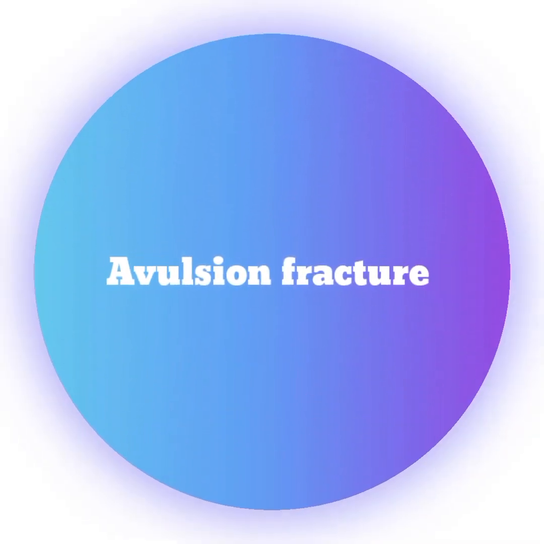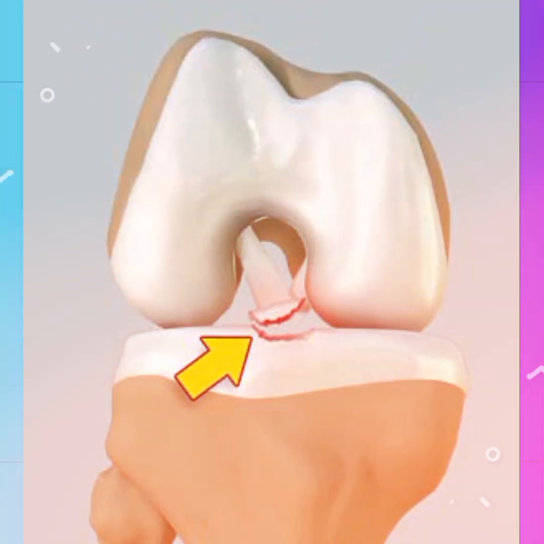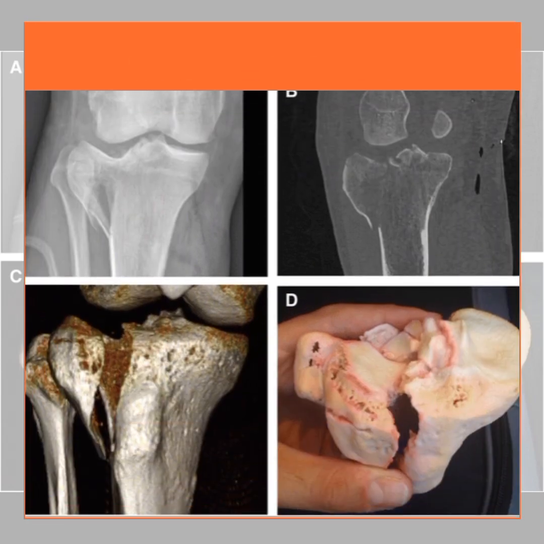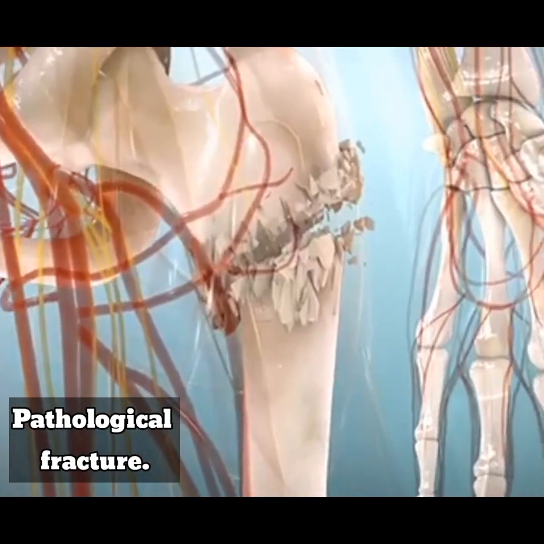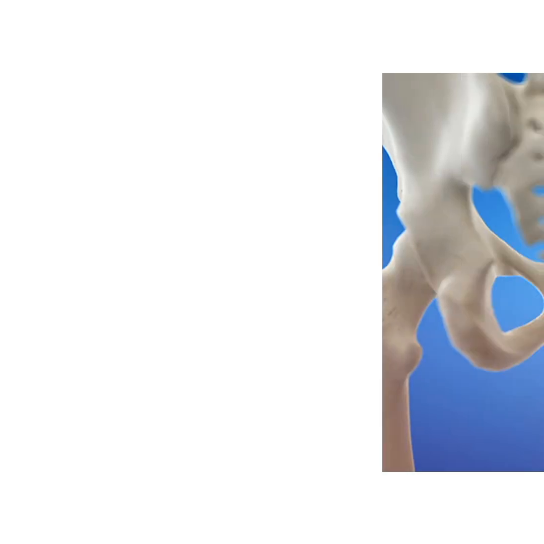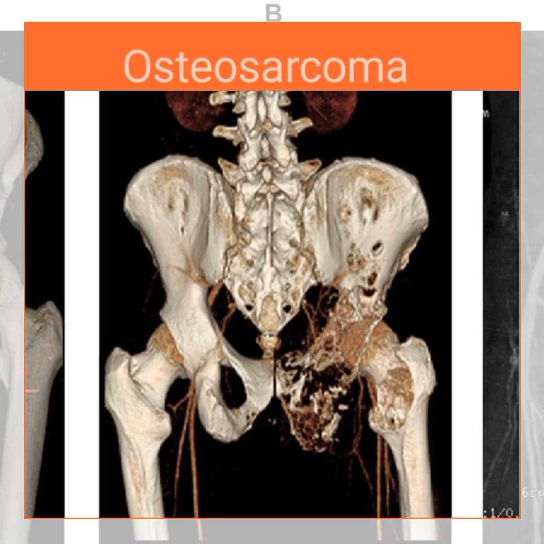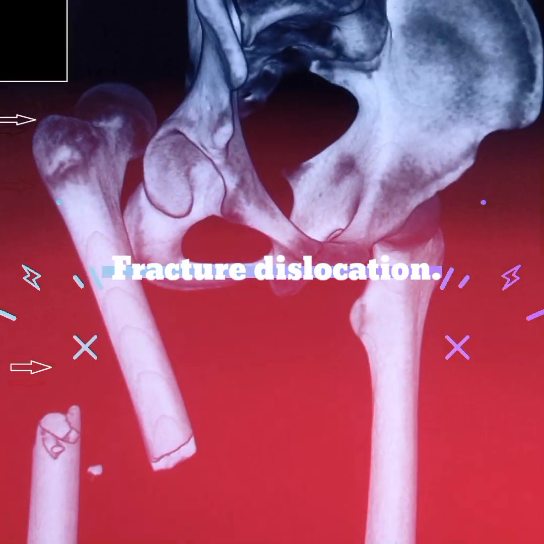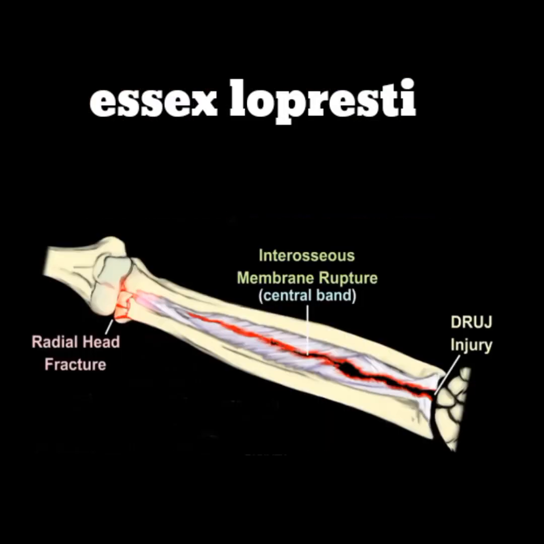Other types of fractures that are worth mentioning include the avulsion fracture. This type occurs when a small chunk of a bone attached to a tendon or ligament gets pulled away from the main part of the bone. Intra-articular fracture. This is a fracture that occurs and extends into the surface of a joint. Pathological fracture occurs through areas of weakened bone secondary to bone disease like osteoporosis or malignancies like osteosarcoma. Fracture dislocation, fracture that occurs with the dislocation of a joint. You may hear of Galeazzi, Monteggia, Essex-Lopresti fracture dislocation.